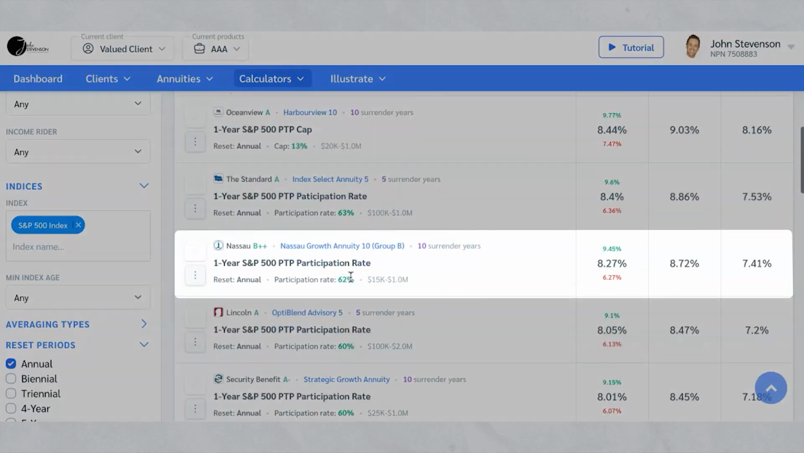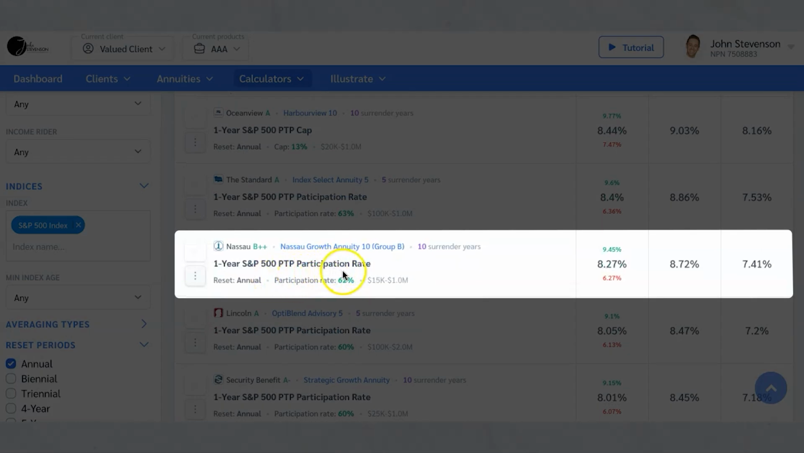Okay, let's go down a little bit. We got NASA, B++ company. They're giving you a 62% par rate. See, some of these will only give you participation rates, which means they'll just give you whatever percentage that index does. So it's very cut and dry as well. So there's no cap. So if the market does 20% one year, you're going to get 60% of that 20%.